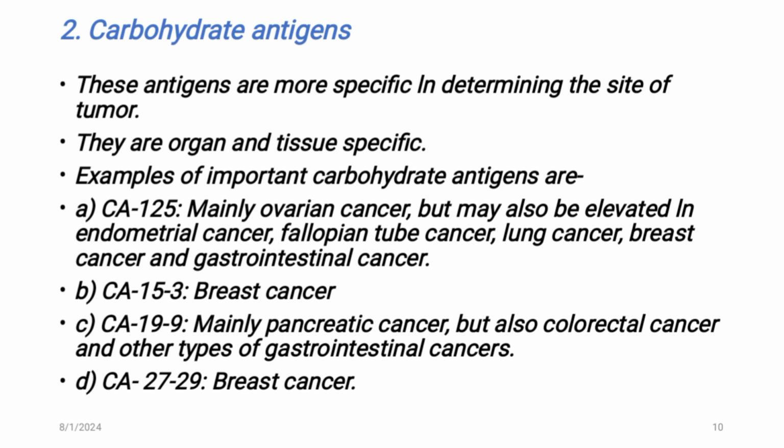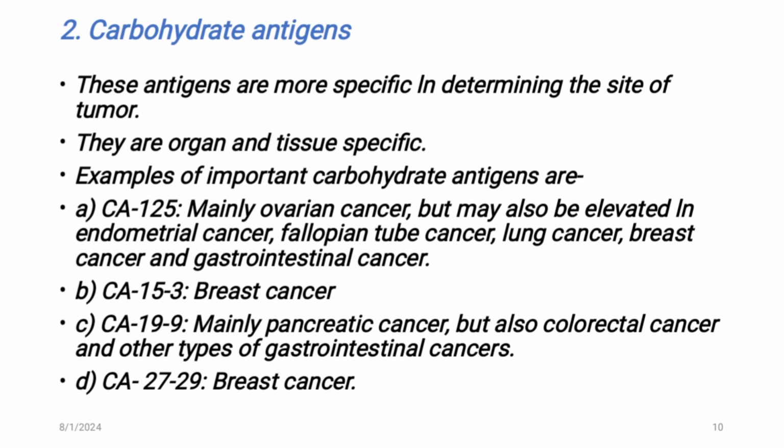And the next one, CA15-3, is for breast cancer. CA19-9 is mainly for pancreatic cancer, but also colorectal cancer and other types of gastrointestinal cancers. The colon and the pancreas are parts of the gastrointestinal tract. So we can remember that CA19-9 is the tumor marker for gastrointestinal cancers. CA27-29 is the tumor marker for breast cancer.